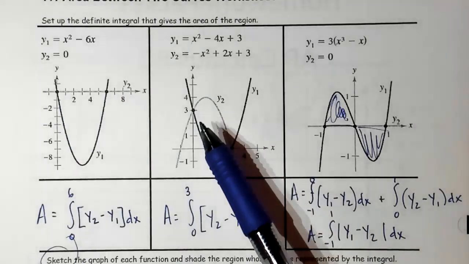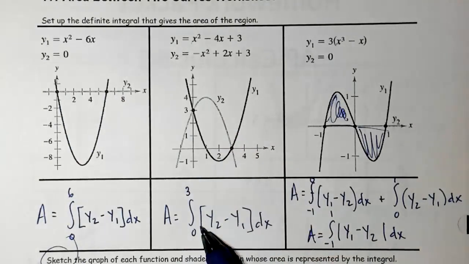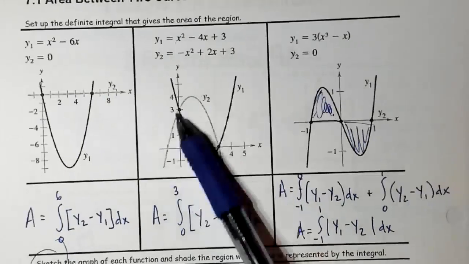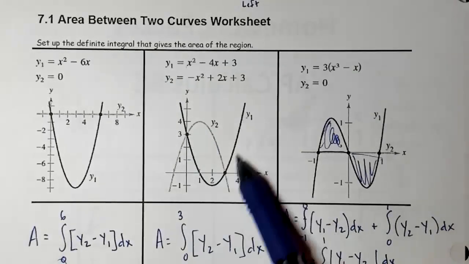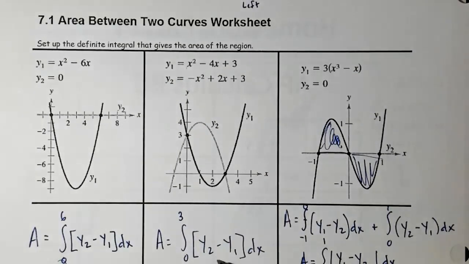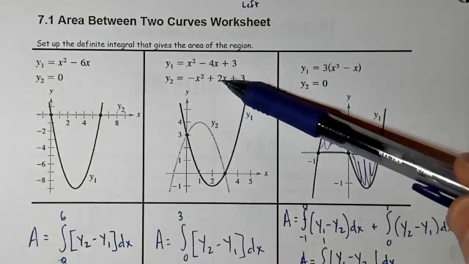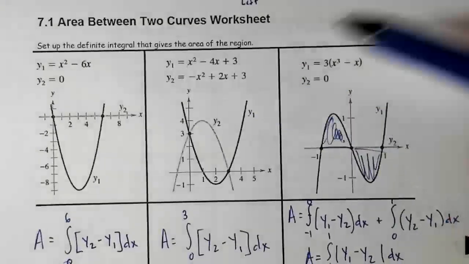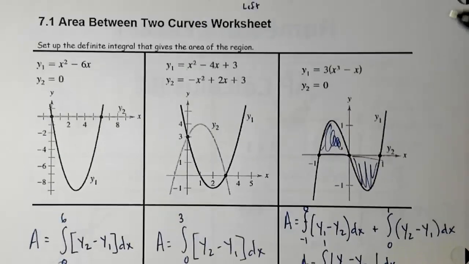Here we get our boundaries from 0 to 3. So we go 0, 3, and the top function is y2 and the bottom function is y1. So top minus bottom is y2 minus y1. If you really want to write all that out, hey, by all means, that's up to you.